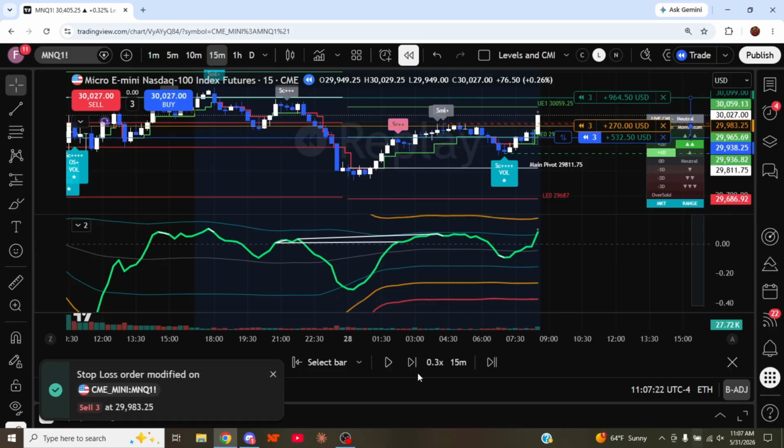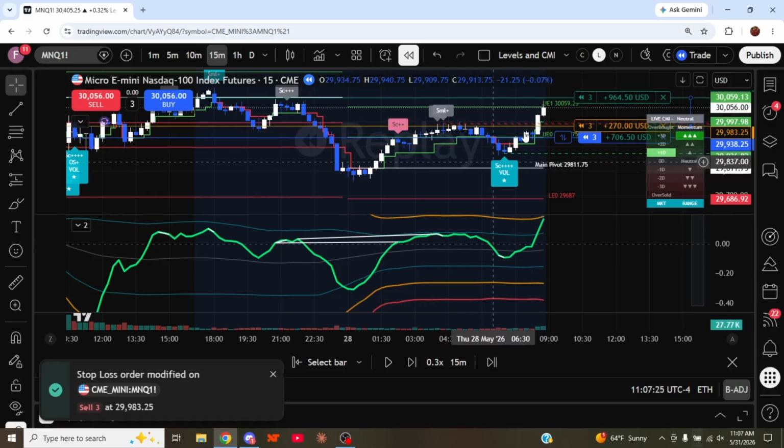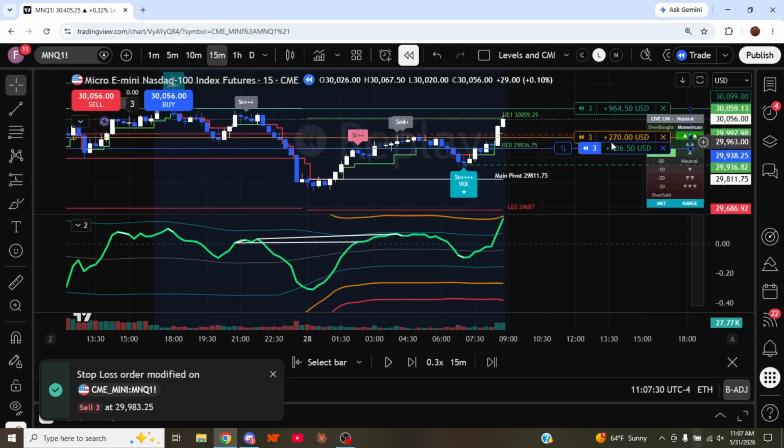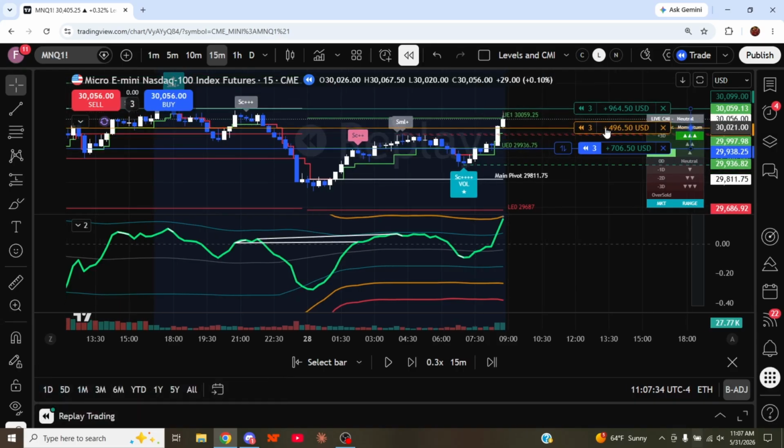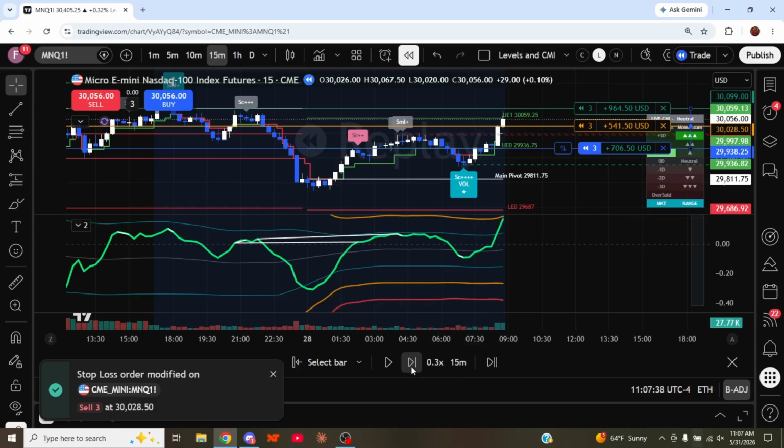Reduce risk. And it's rejecting, or it's hitting this level. So we're just going to sandwich it again. Put it back down here. I don't want to be in, so we're going to hit one of these probably.